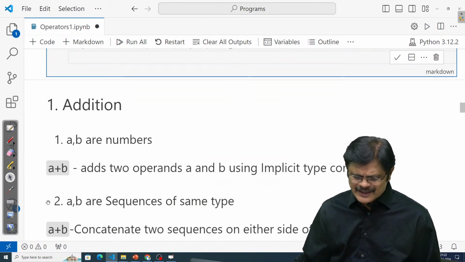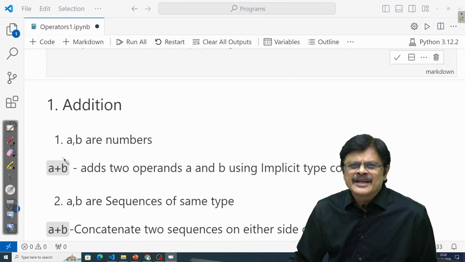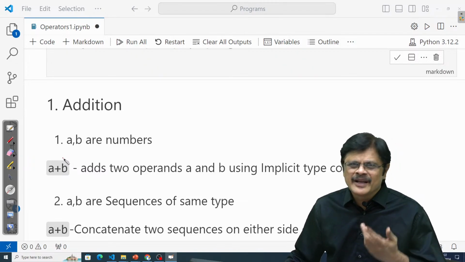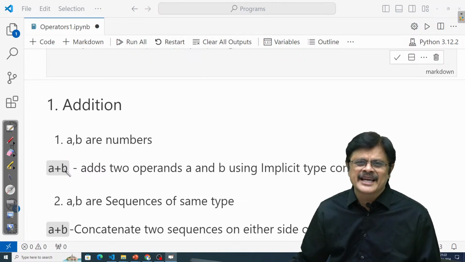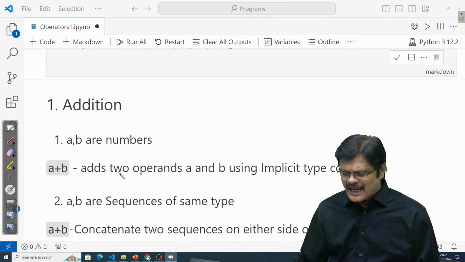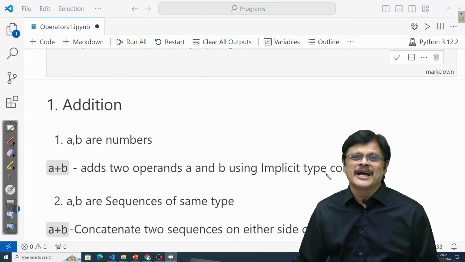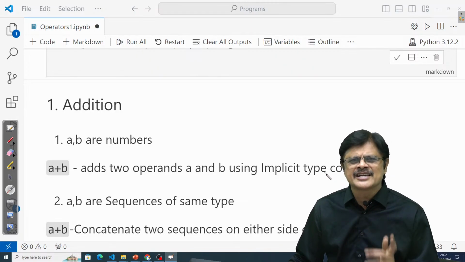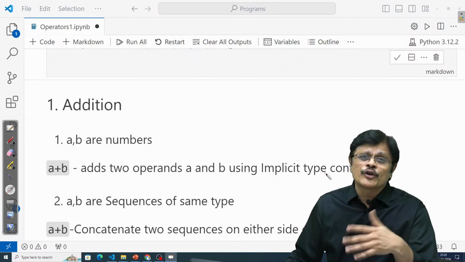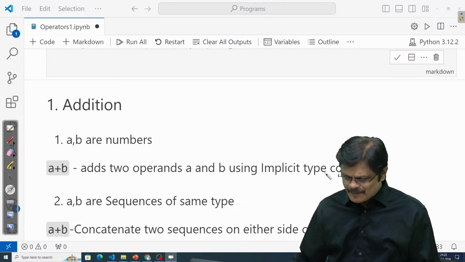Okay, so let us start with addition. Suppose a, b are numbers. When I say a, b can be integers, floats, complex numbers, even boolean type of numbers. In all these cases, when I say a plus b, we are going to add those two numbers. We are going to get the sum of those two numbers. It adds two operands a and b using implicit type conversion. So here implicit type conversion will happen. If you add integer and integer, the result is integer; integer and float, the result is float; integer and complex, the result is complex; float and complex, the result is complex. Bool and any other type, the other type you are going to get. Am I clear? Please note that.